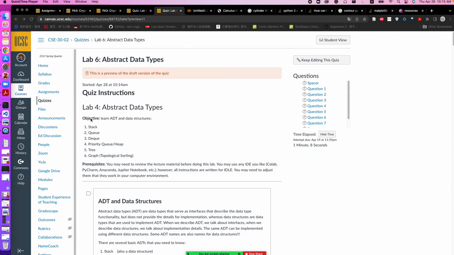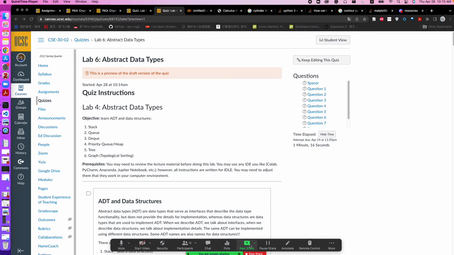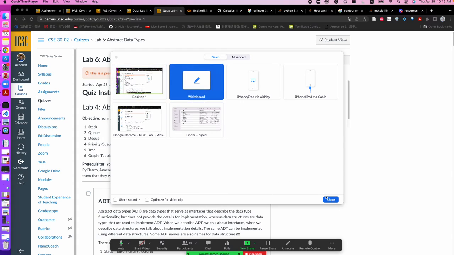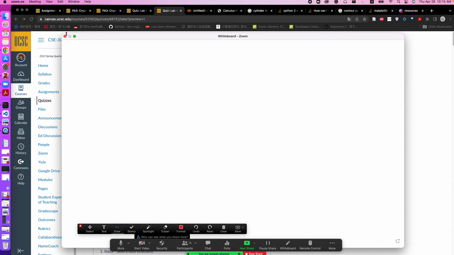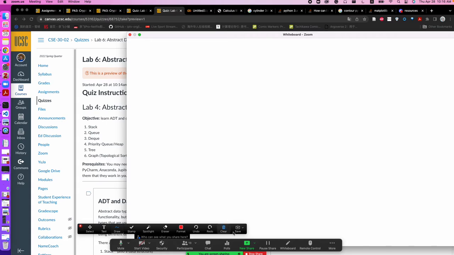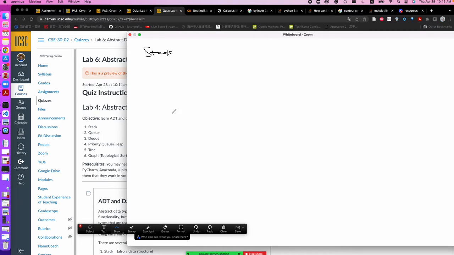Let's start with the first data structure. Let me share a whiteboard first. So the first data structure is about a stack. So what is a stack?